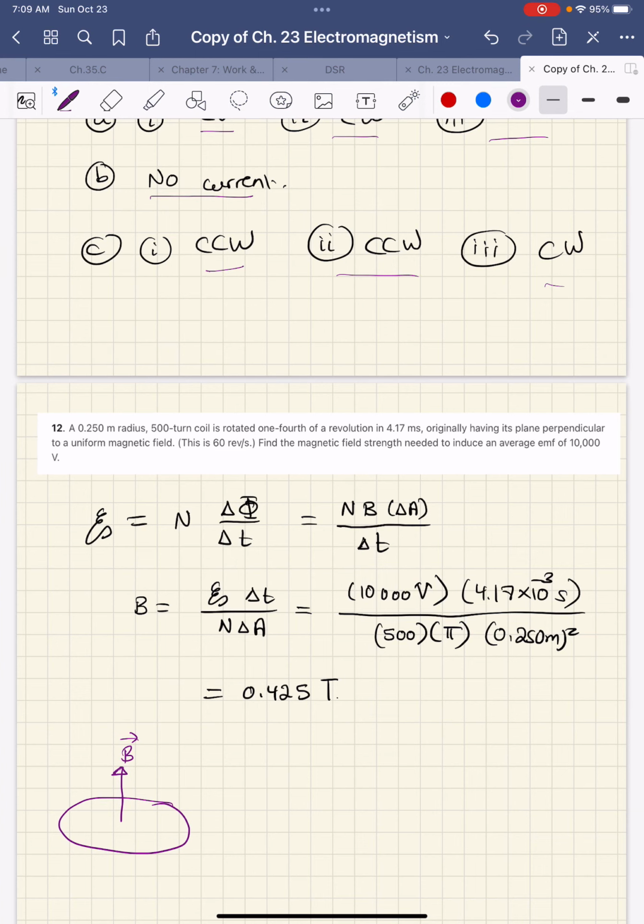EMF equals N, here I'm interested only in the magnitude, N delta phi over delta t, and that is N B delta A over delta t. Because phi is B times A, therefore we can find the magnetic field as EMF delta t over N delta A. And remember the area, because it's a loop, is pi r squared. And if you have any centimeters, you need to convert into meters.